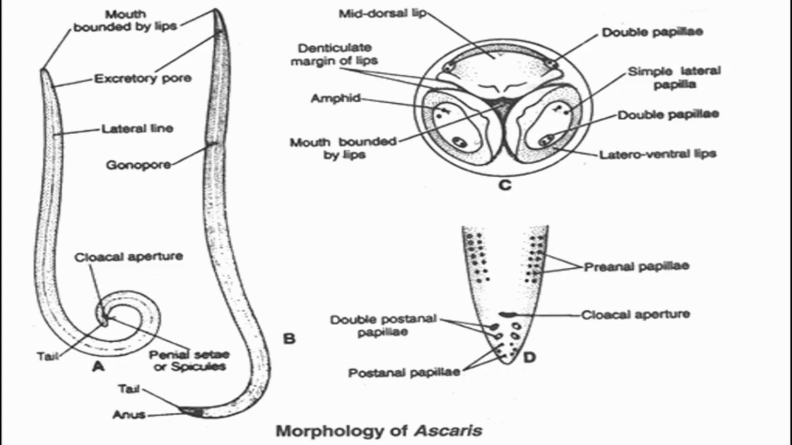Regarding the body wall of Ascaris, three layers are present. We have discussed this in the general features at the beginning of this chapter. Three layers are present: the outer cuticle, below that the epidermis, and below the epidermis an inner layer of longitudinal muscle. And the body cavity is a pseudocoelom. So that is about the features, also the lips and mouth.